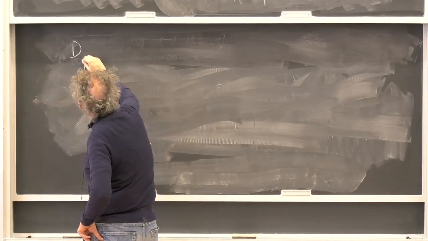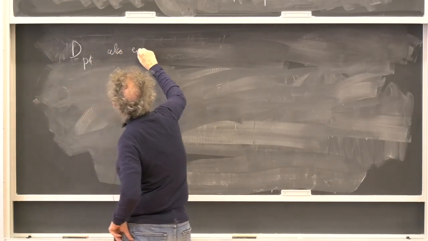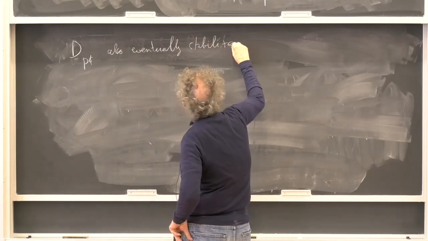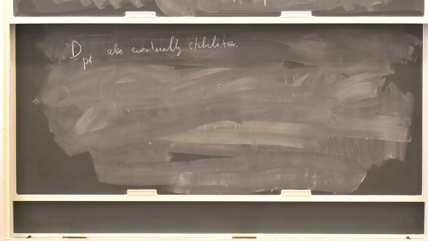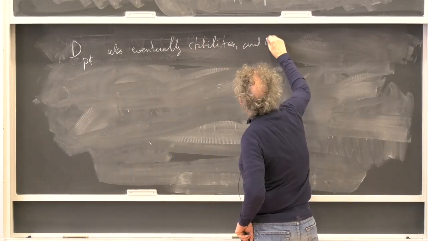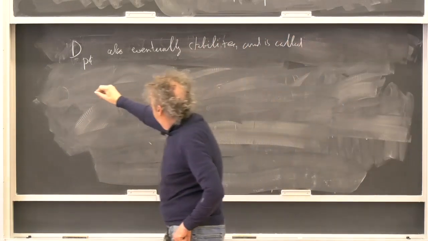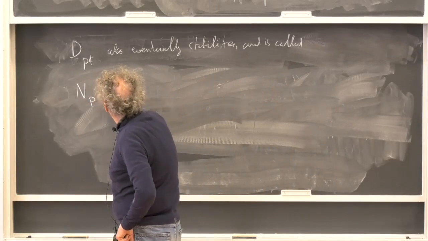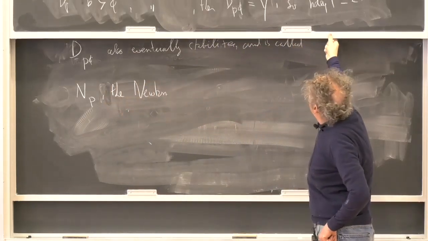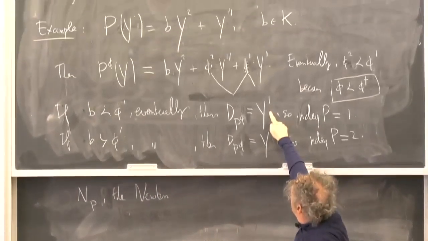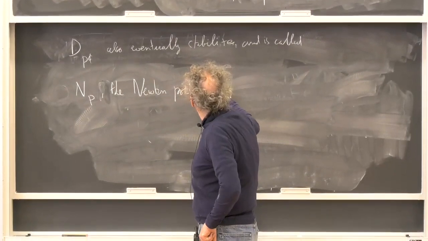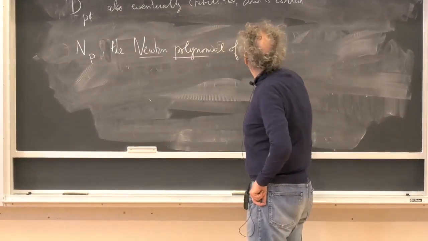The dominant part of P_phi also eventually stabilizes, becomes constant. Again, there is this minor issue that it's only determined up to a constant factor, and it is called N_P, the Newton polynomial. But you can see very clearly in this example: here the Newton polynomial is y prime, here the Newton polynomial is y squared. The Newton polynomial of P.